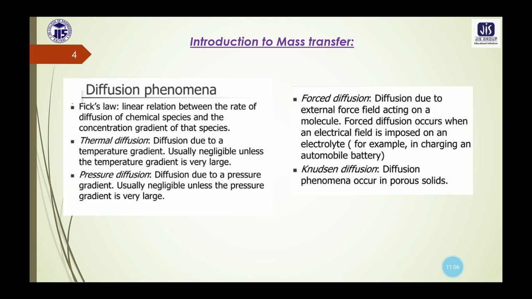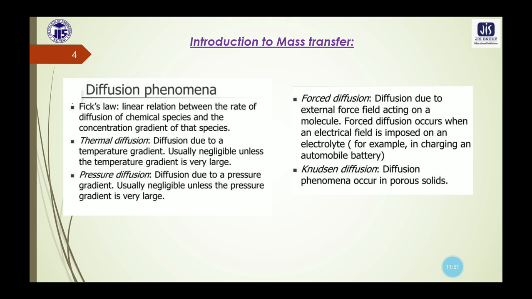Now there is another terminology, thermal diffusion, which is diffusion due to a temperature difference. Diffusion mass transfer may happen due to a concentration, temperature or pressure gradient. When a temperature gradient exists, it is known as thermal diffusion. It is usually negligible unless the temperature gradient is very large. Next we have pressure diffusion, which is diffusion due to a pressure gradient. It is also usually negligible unless the pressure gradient is very large.